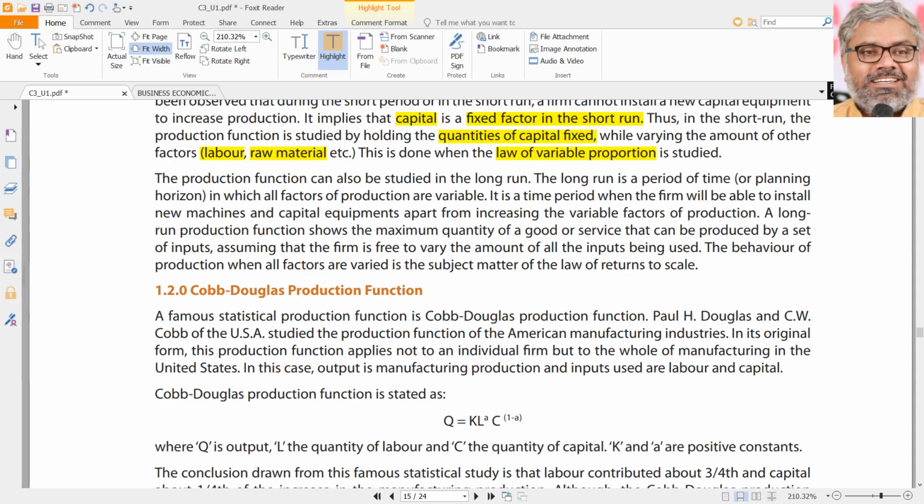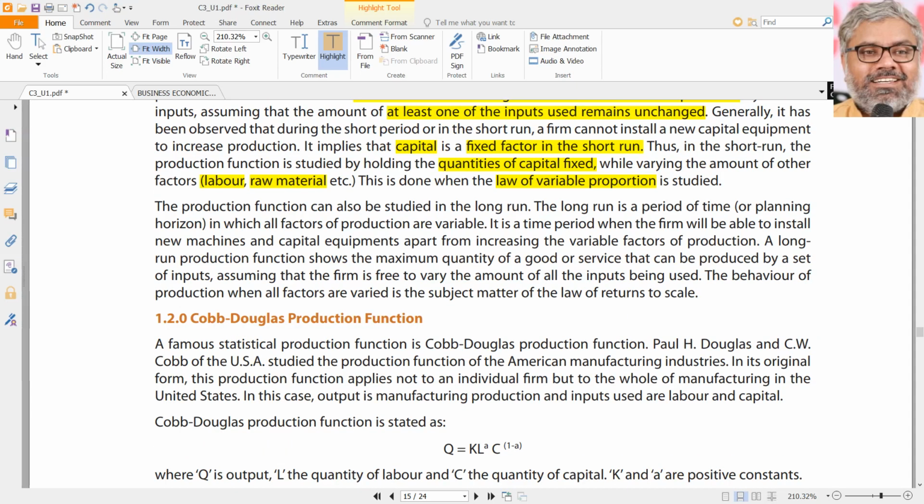Sir, can we study the production function in the long run also? Yes, definitely. Then what is the long run? Opposite. The long run is a period of time. Look at this word, you have to remember: planning horizon. Planning horizon means a very long run period. Once again, period does not mean you should immediately think about how many months or years. That normal understanding of these words should not be applied here. Yes, it is a period of time, but we cannot quantify that period. But what is the characteristic of that period?